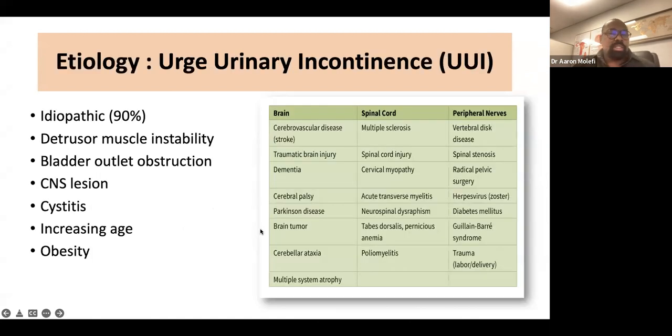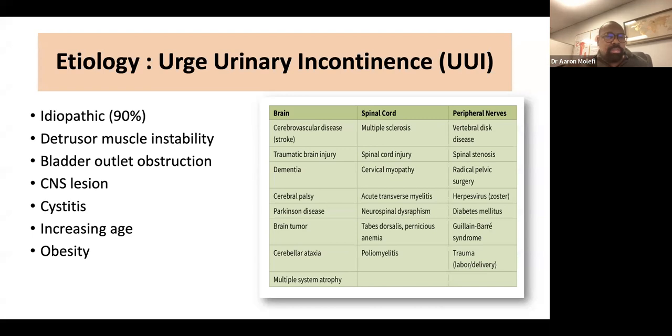Okay, so now we'll look at the etiology of urge urinary incontinence, right? With this particular entity, it's very difficult to see what the problem is, because 90% of them are idiopathic. Of all the patients that are having urinary incontinence, majority of them is stress, and the minority, about 10%, will have urge urinary incontinence, and of that 10%, 90% of those patients you don't even know what the problem is, right?